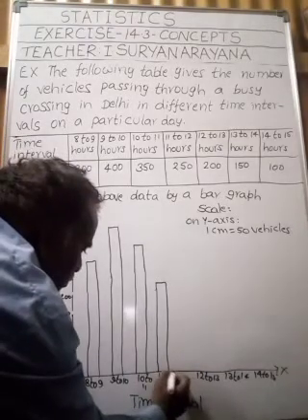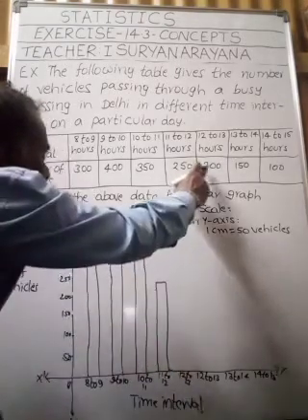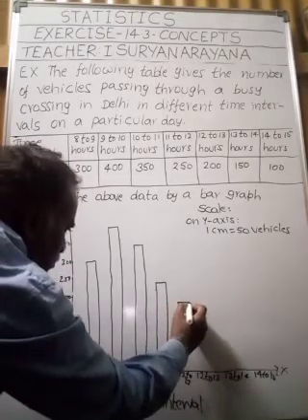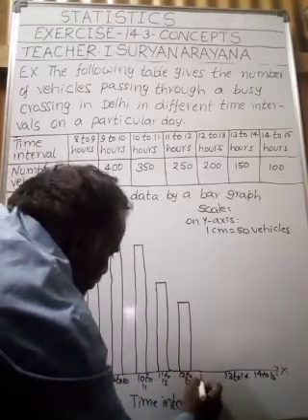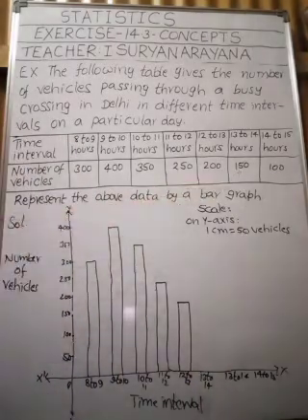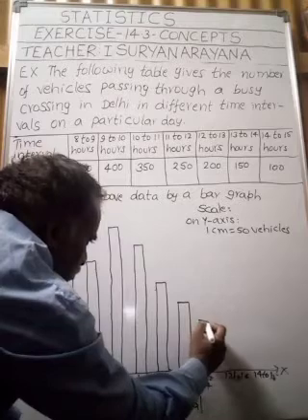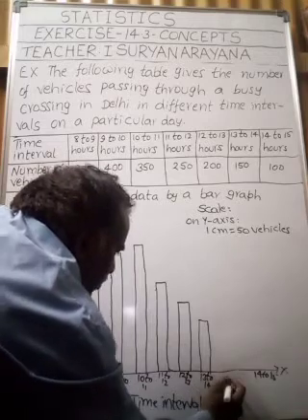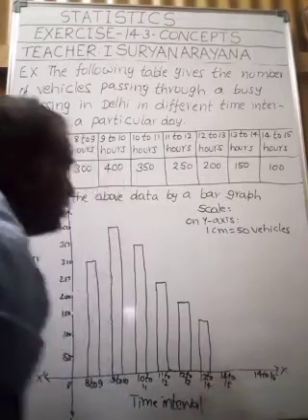Similarly here 12 to 13. 12 to 13, 200. Next 13 to 14. 13 to 14, 150. Okay, my children, understood this point. Next 14 to 15, 100.